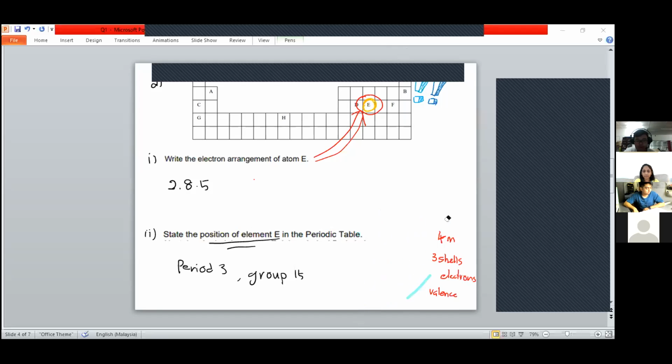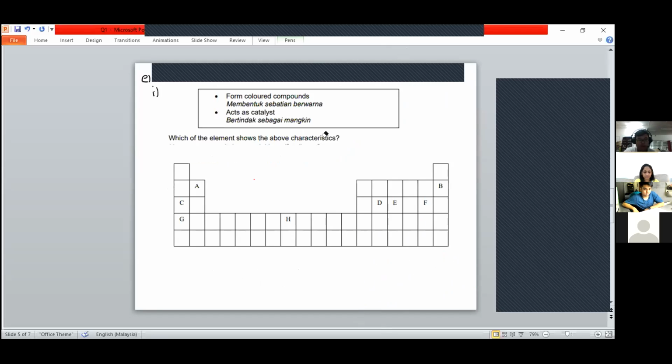Okay. So this is the next question. They say which element has the above characteristics? It forms a colored compound and it acts as a catalyst. So a colored compound comes from a transition element.